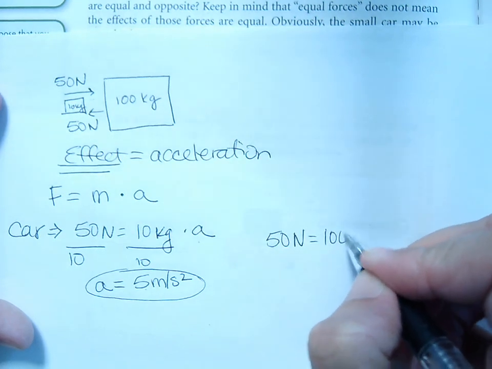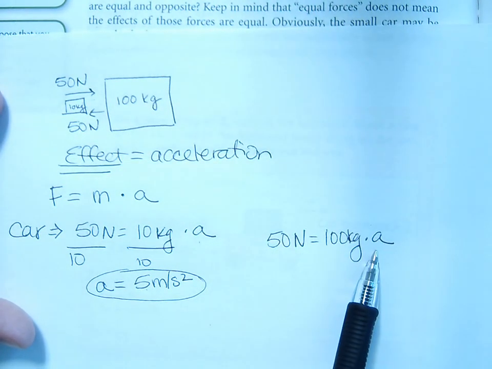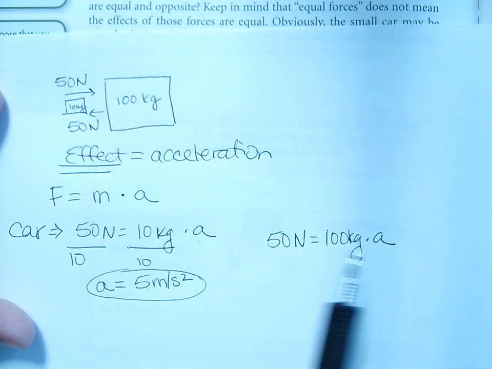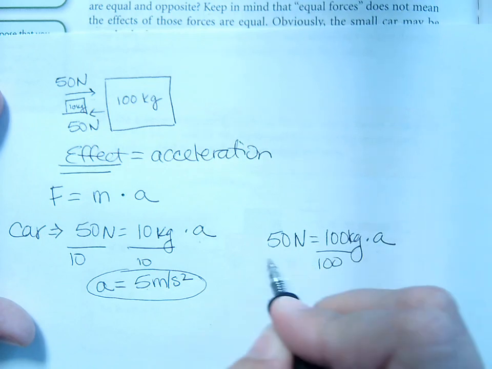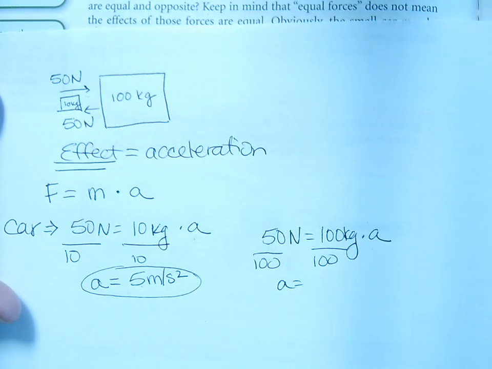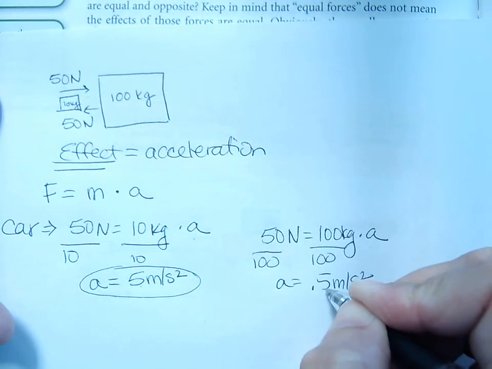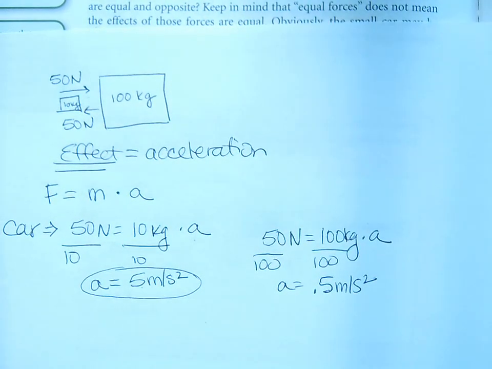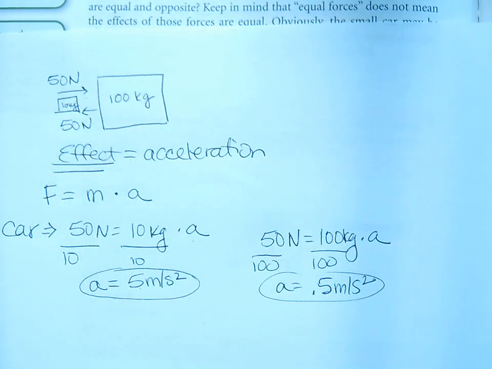So we would have 50 newtons of force, because the forces are equal to each other, just opposite in direction, equal to 100 kilograms times the acceleration. Again, the acceleration is going to be the outcome, the effect of this force on that big car. So again, we could divide by 100 on both sides, and we would find that the acceleration would be 50 divided by 100, which is 0.5 meters per second squared.